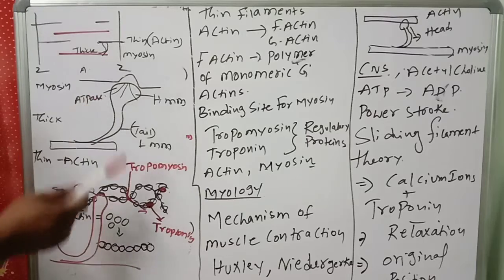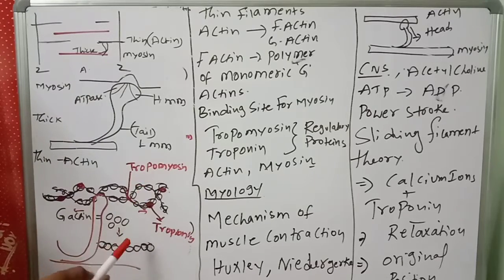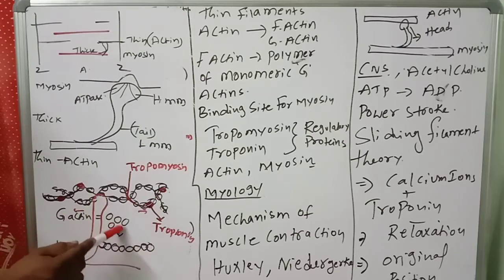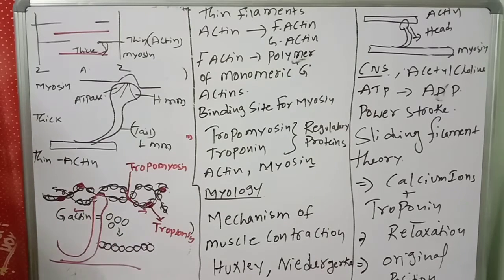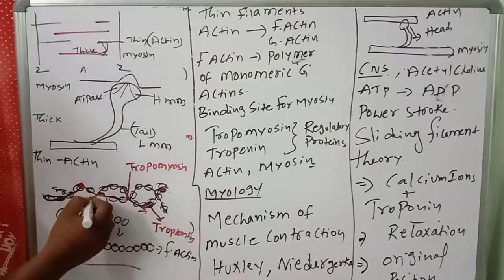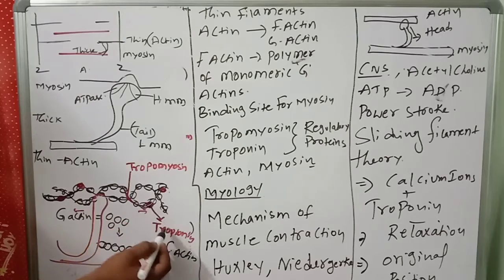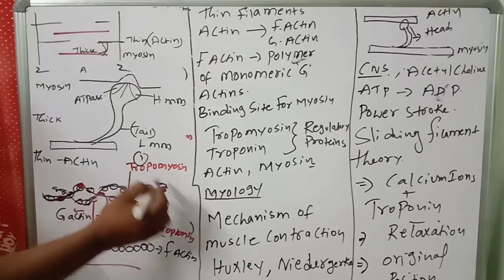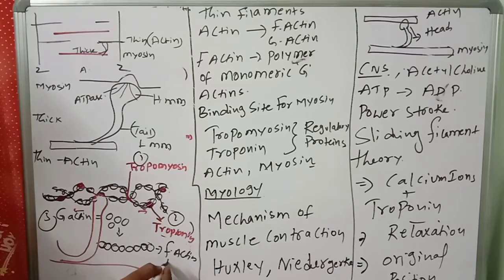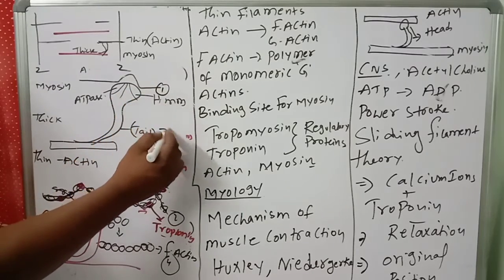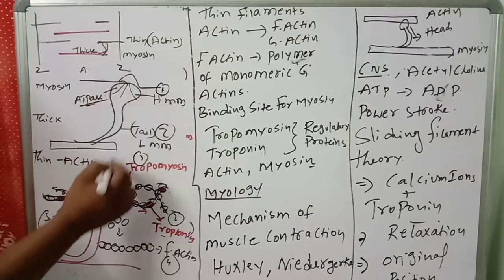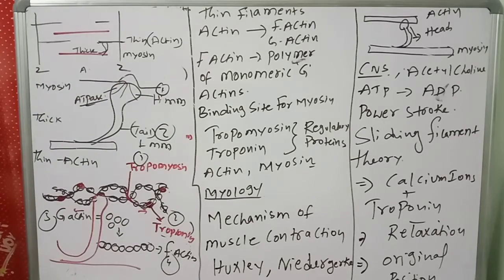Actin is made of what? G actins together form F actin. G means globular actin; together they form filamentous actin. The thread-like structures are called tropomyosin, and these locations are called troponin. So 1, 2, 3, 4. Heavy meromyosin consists of ATP and binding sites for actin. Like this, these are the contractile proteins in the muscle. That is very important.